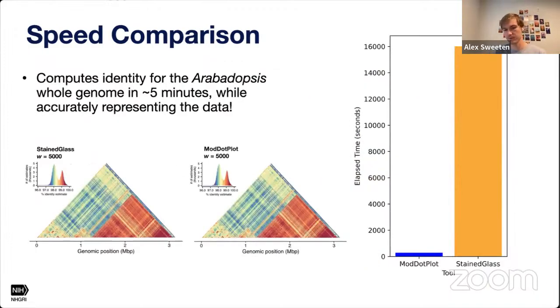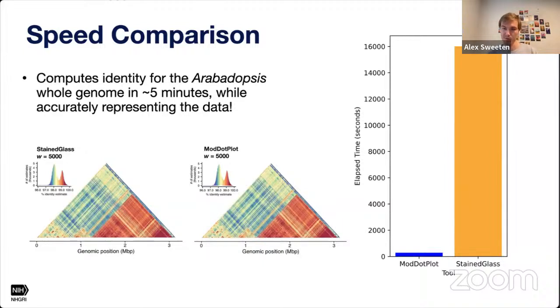So this is the approach that we use for ModDotPlot, and it works really well. Compared to StainedGlass, we see pretty significant improvements in runtime. This bar chart on the right compares the runtime of StainedGlass to ModDotPlot for computing the distances of the Arabidopsis genome. This is a 125 megabase genome. And ModDotPlot can estimate identity in around 5 minutes compared to StainedGlass, which takes around 6 hours.